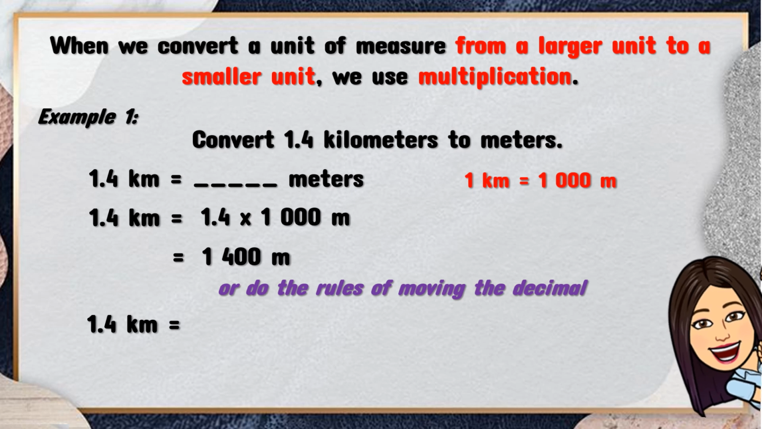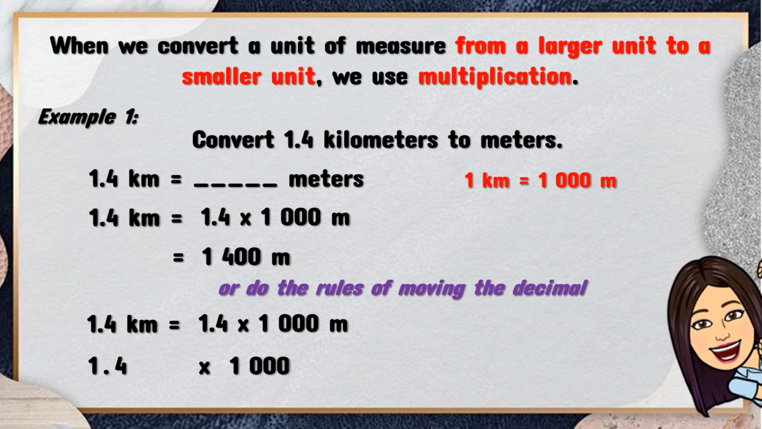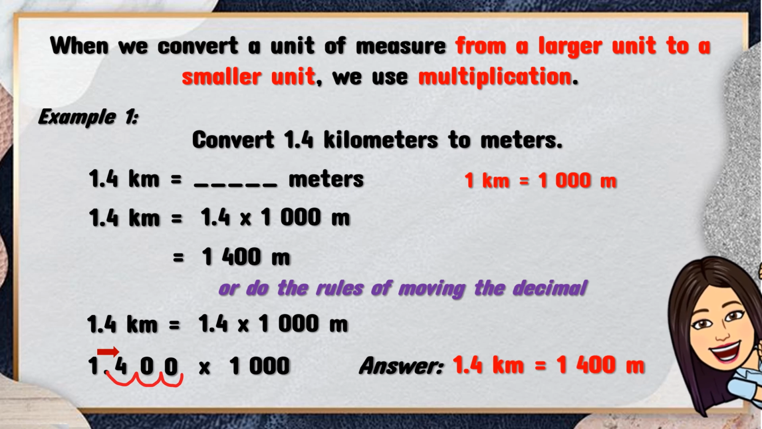So 1.4 kilometers is equal to 1.4 times 1,000 meters. This is a larger unit to a smaller unit, so we move the decimal to the right. Since there are 3 zeros in 1,000, we move the decimal 3 times. 1, 2, 3. And then we add 0, 0. So the answer is 1.4 kilometers is equal to 1,400 meters.